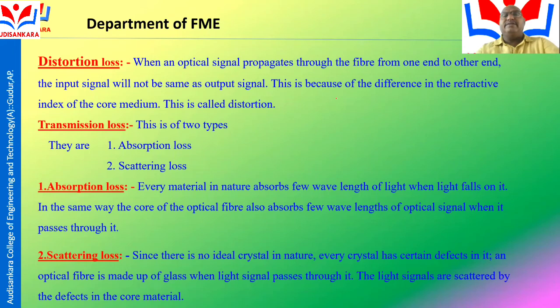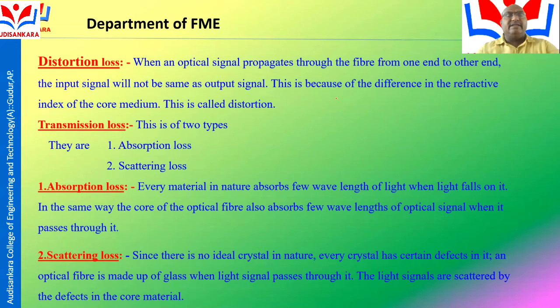It is because of the difference in the refractive indices of the core medium. This is called the distortions. The transmission losses are of two types: absorption losses and scattering losses. My dear students, for example, to vary the two points: in summer season, every person wears white color shirts.